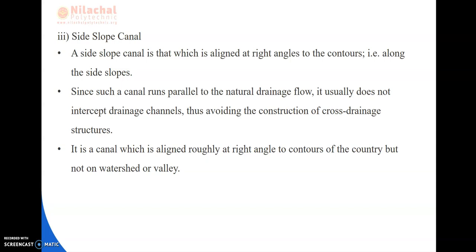Okay. So the side slope canal is mainly aligned at right angles to the contours, that is along the side slopes. Since such a canal runs parallel to the natural drainage flow, it does not intercept the drainage channels, and it mainly irrigates on one side also. This side slope canal irrigates.